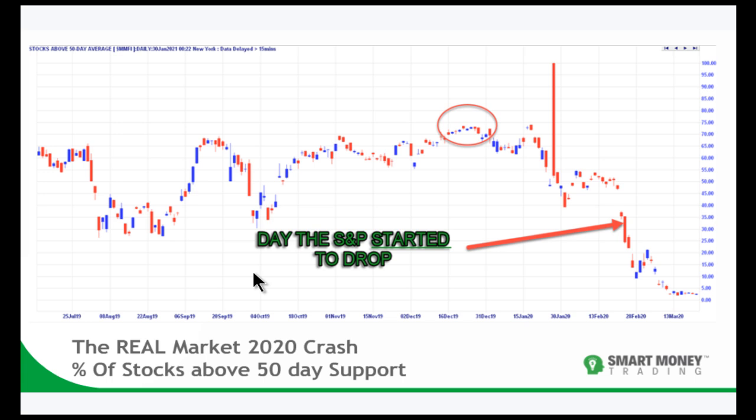What you can see before the 2020 crash, in the middle of December, is that roughly 75% of individual stocks were above their 50-day moving average support. The 50-day moving average is where institutions buy, hedge funds, mutual funds, all that kind of stuff. It's a really key level, as you all probably know. So watching this percentage, which is what you see on the right-hand side, on the y-axis, is really valuable.